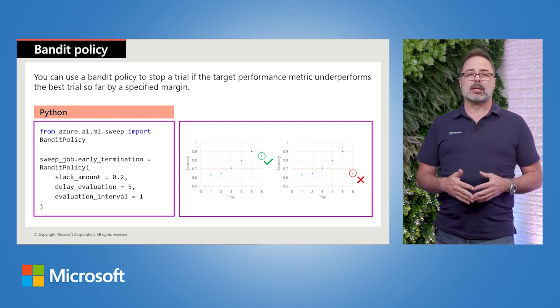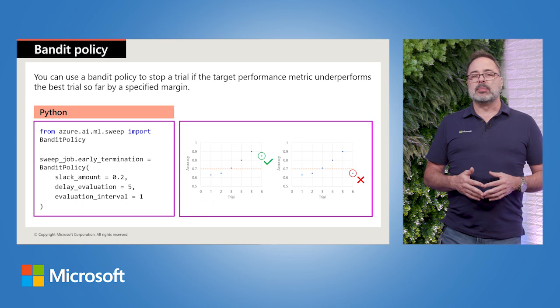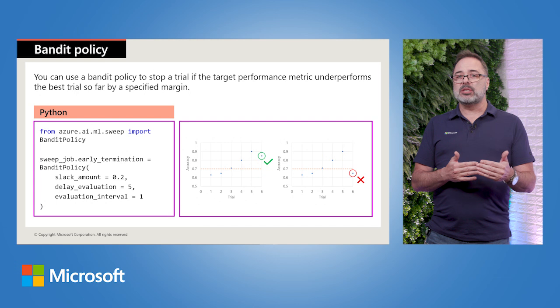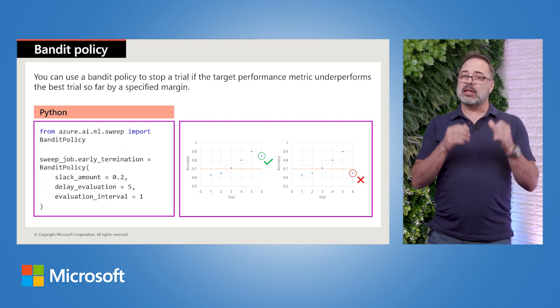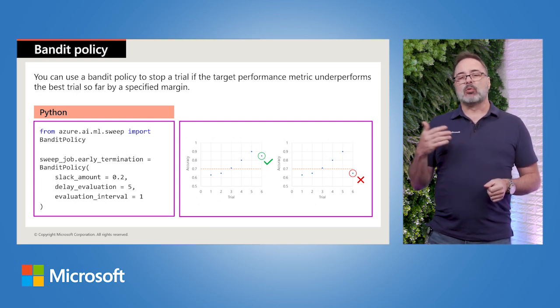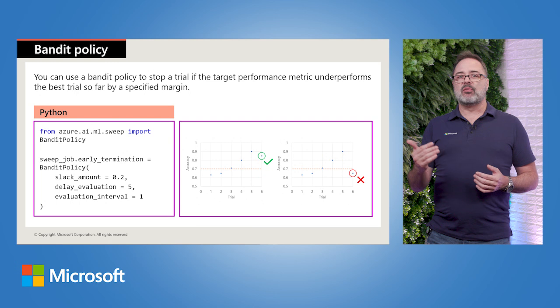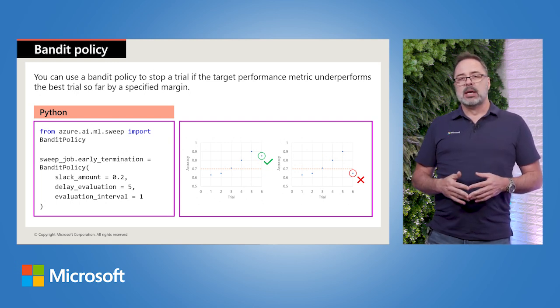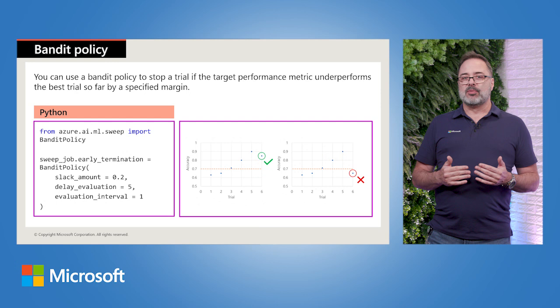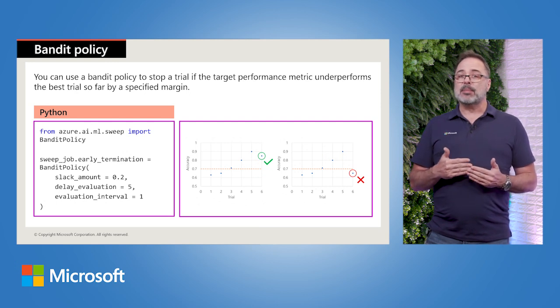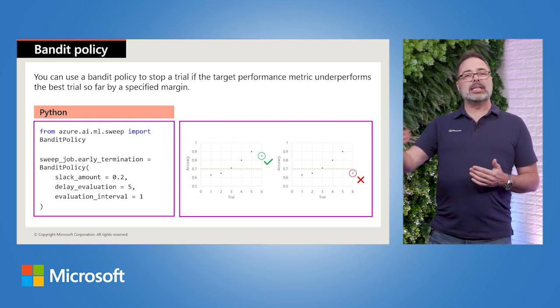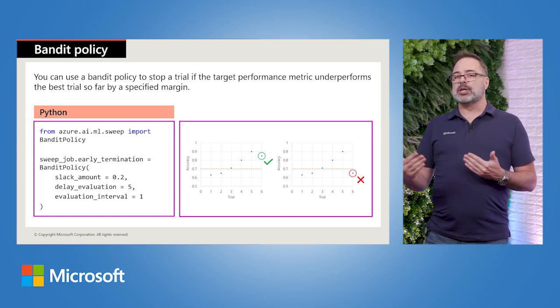And as you can see from the two plots, on the left-hand side, the 6th trial was within 0.2 of the accuracy of the best trial, and so it was kept. But on the right-hand side, the 6th trial fell below this margin and was terminated early. Keep in mind that it's possible for a later trial to become the new bandit. In other words, a later trial could become the new leader, which will affect where the margin is moving forward.